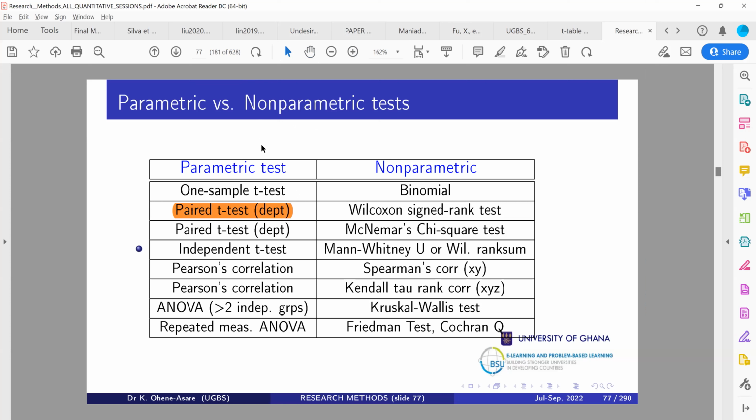Now, before we do that, I want to tell you the difference between a parametric test and a non-parametric test. There are two main differences. Parametric tests deal with the data set being normally distributed. And for a non-parametric test, the data set is not normally distributed. Sometimes we say it is skewed.